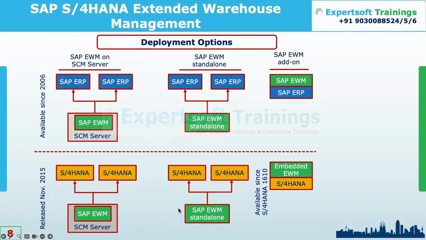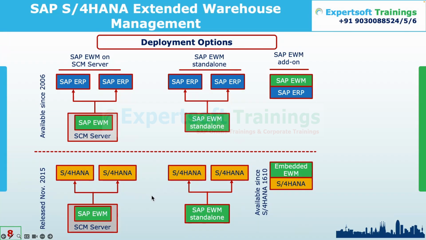Most of the clients have moved to 1610 or a higher version. So nobody right now is on the 2015 version of S4 HANA, so this is not applicable. These two diagrams are not applicable. I have still kept this diagram to make you understand that EWM embedded version started since 2016. In S4 HANA 1610 version, you get your embedded EWM for the first time in the market. So all previous S4 HANA versions do not have EWM.